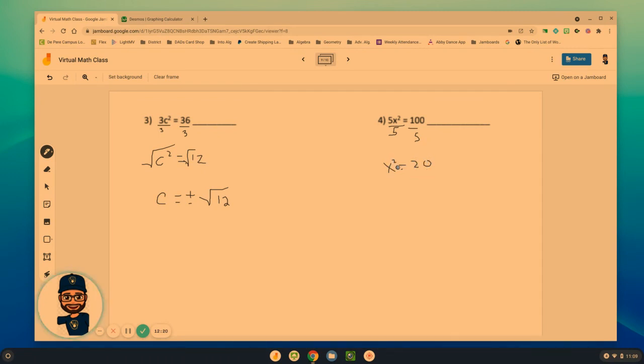Number 4, we would divide both sides by 5, and x squared equals 20. Now we can take the square root of both sides because that x squared was by itself, and I get x equals square root of 20. Well, 4 times 4 is 16, and 5 times 5 is 25, so it's somewhere in between there. So we're just going to leave it and make sure we put the plus minus sign out front of the square root of 20. Again, we're trying to isolate the squared part.